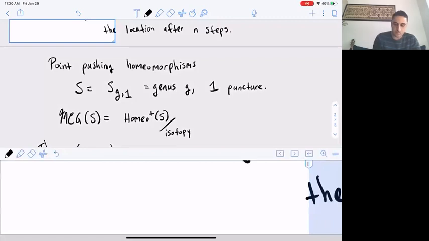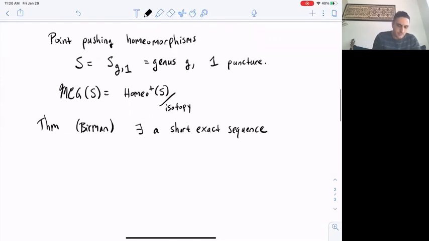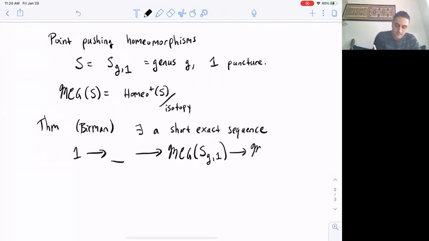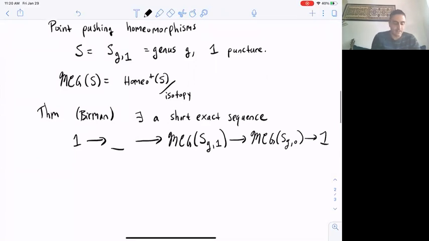And what it looks like, whoa, I don't know what I just did. Maybe I can make that go away. Yes, okay, good. So it looks like this. I'm going to leave that blank for right now. This goes into the mapping class group of the surface of genus g with one puncture. This comes down to the mapping class group of the surface of genus g with no punctures, and then I go down to one. And I left this blank because I wanted to be theatrical and write it last.